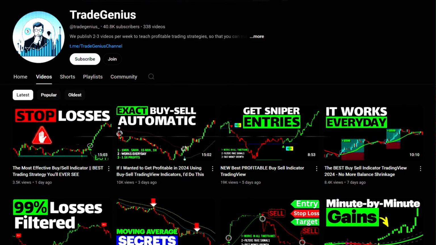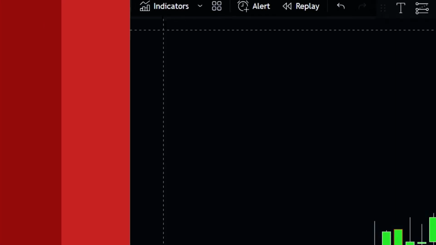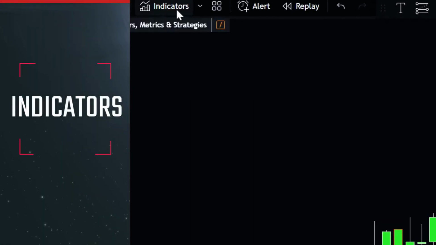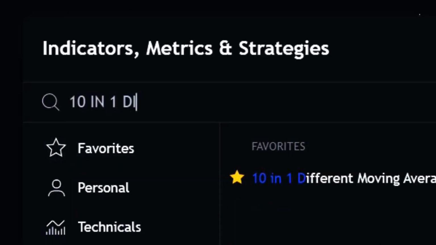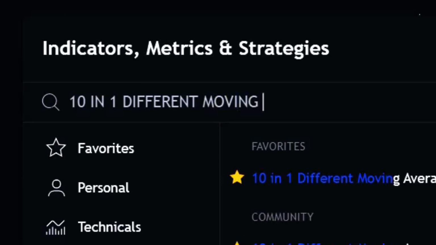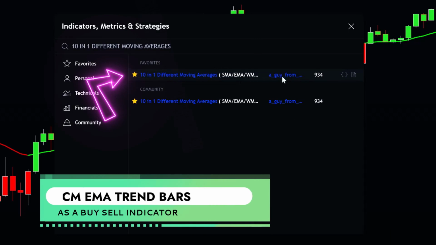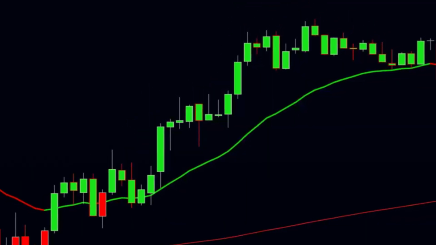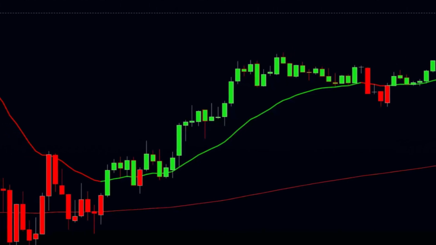Back to the strategy. Listen up, traders. I've got to tell you a secret weapon for any killer strategy, the 10 and 1 different moving averages indicator. It'll help you confirm trend direction and momentum across different time frames, short term, mid term, and long term.